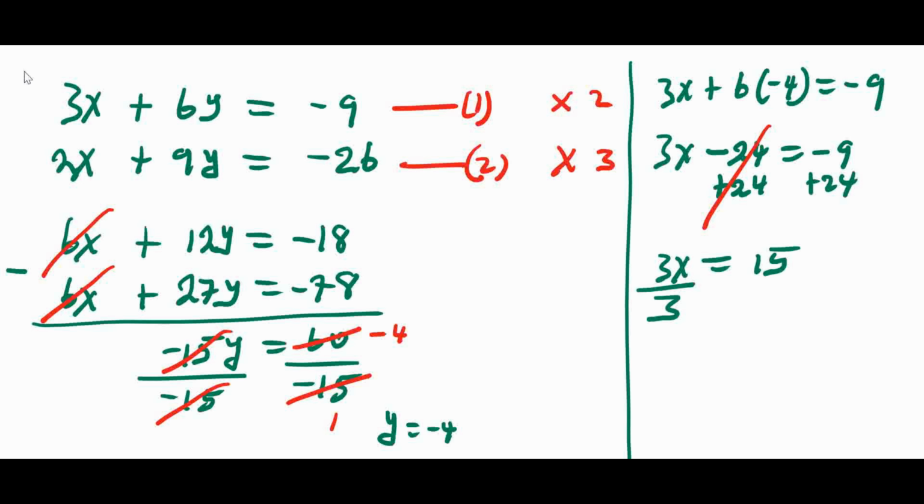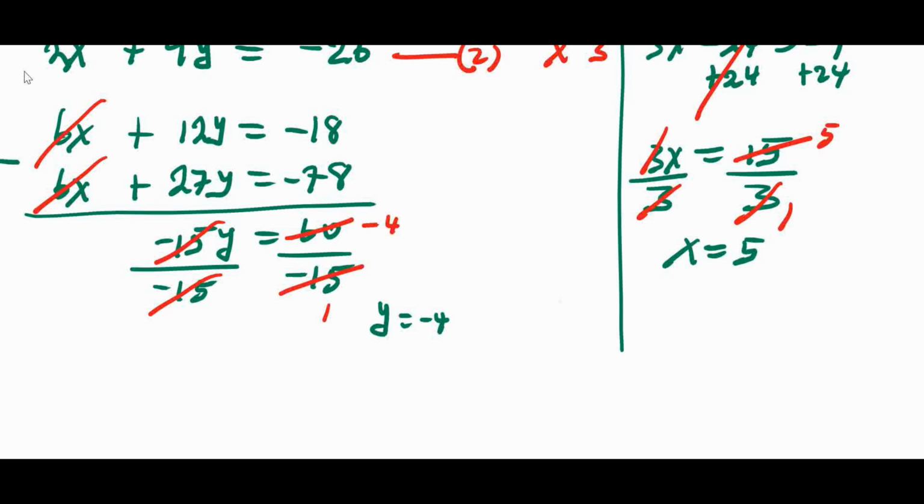And divide both sides by 3. So this would cancel this from here. 3 divided by 3 is 1. 15 divided by 3 is 5. So x is equals to 5. So the solution to this question is 5, negative 4. So this is the answer to this question, and I hope it is clear.